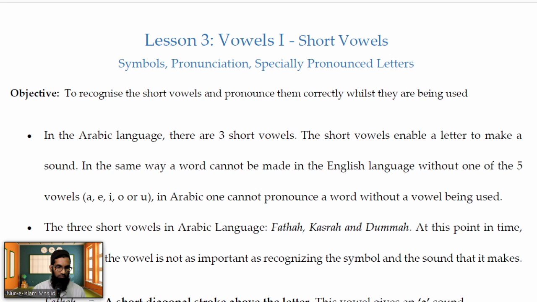It says here: symbols, pronunciation, specially pronounced letters. The objective is to recognize the short vowels and pronounce them correctly whilst they are being used.